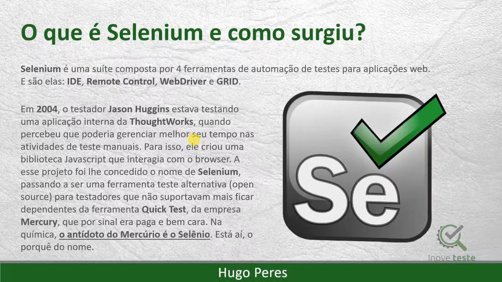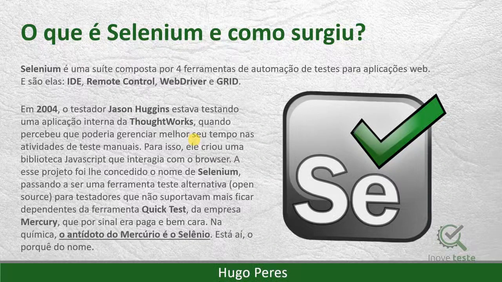And at the time, there were few alternatives for testers, who were dependent on other test tools, such as QuickTest, a paid tool from the Mercury company, which was very expensive. And as a curiosity, in the periodic table, Selenium is the antidote to Mercury. So, there is the reason for the name.